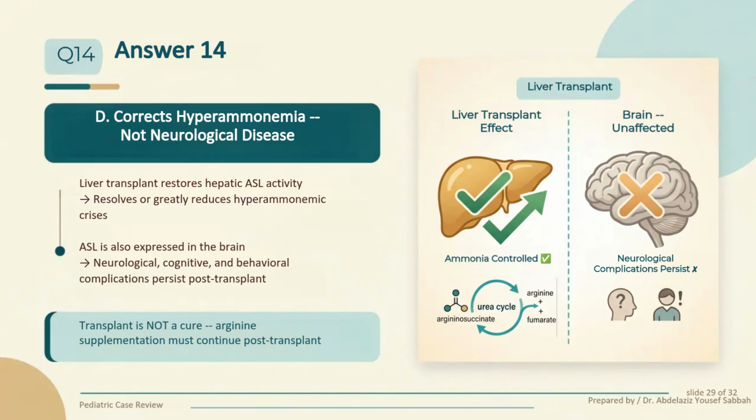The correct answer is option D. Liver transplantation restores hepatic argininosuccinate lyase activity, which resolves or greatly reduces the hyperammonemic crises. However, argininosuccinate lyase is also expressed in the brain, and the transplant does not correct this. As a result, neurological, cognitive, and behavioral complications can persist after transplantation. It is important to counsel families clearly that liver transplantation is not a complete cure. In addition, because the brain still depends on circulating arginine, supplementation must generally continue even after a successful transplant.